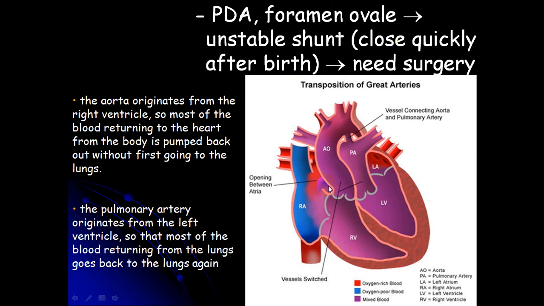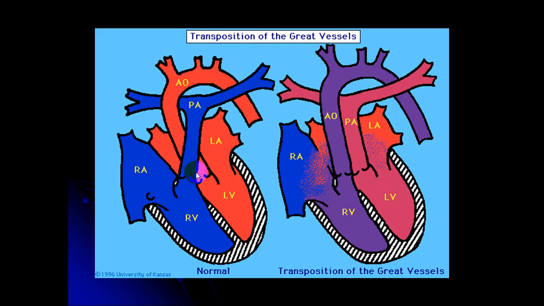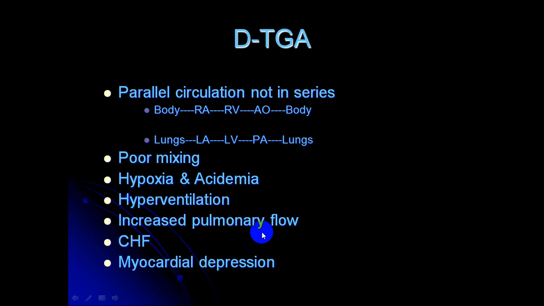Look here, the aorta originates from the right ventricle, so most of the blood returning to the heart from the body is pumped back out, with the first going to the lung. The pulmonary artery originates from the left ventricle, so most of the blood returning from the lung goes back to the lung. Look, this is the normal aorta and pulmonary artery. This is the transposition of great vessels. So it is a parallel circulation, not in series.